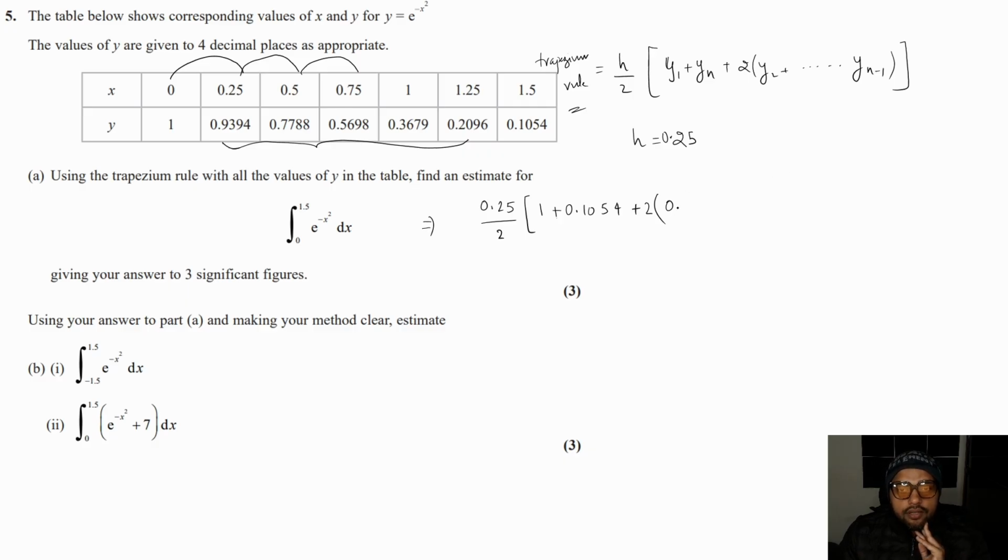So we'll write the value 0.9394 plus of 0.7788 plus of 0.5698 plus of 0.2096. Okay. So this is the trapezium formula to find the integration of a particular function.